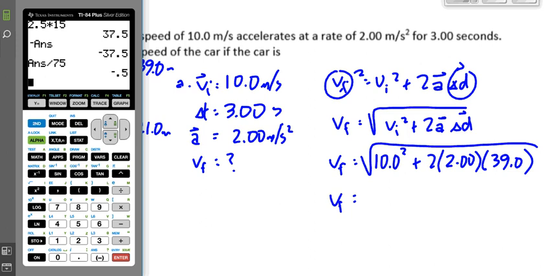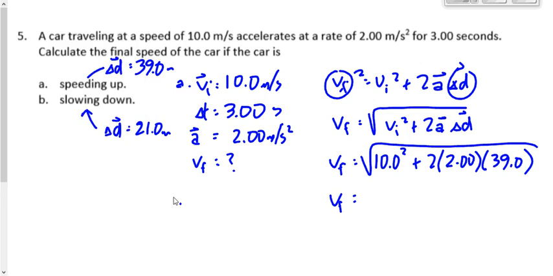Calculator's not working. All right. 10 squared is 100, plus 2 times 2 is 4, 4 times 39 is 78, 156. So the square root of 100 plus 156, that's the square root of 256.